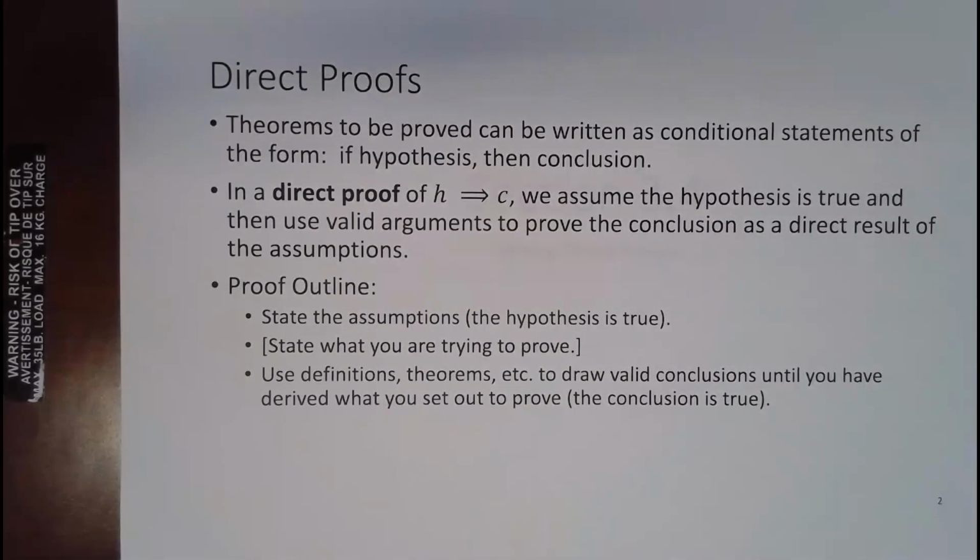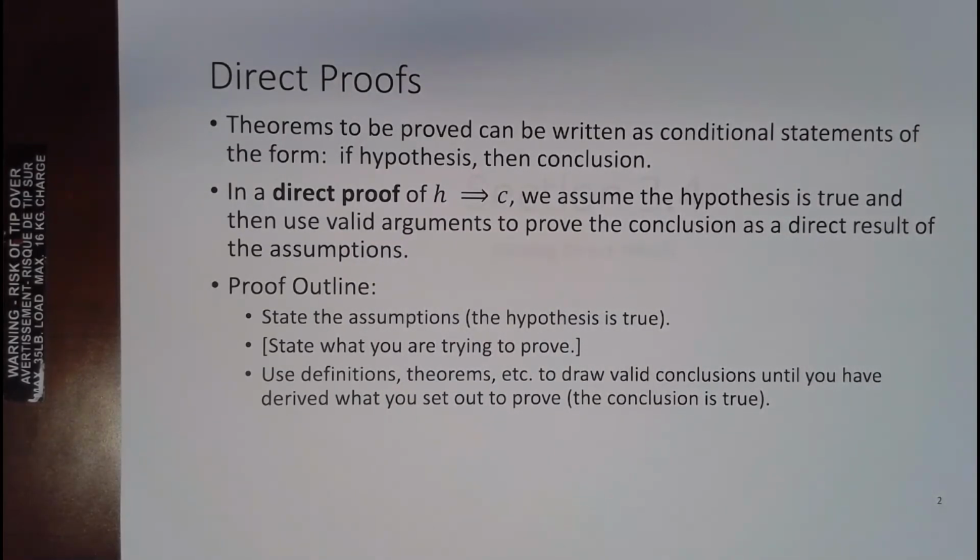Okay. So, theorems to be proved can be written as conditional statements. In fact, even if they're not, you should write them out as conditional statements so that you can easily see what the hypothesis and what the conclusion is. That'll help you say what your assumptions are and what you're trying to prove. Okay. So, in a direct proof, which is what I just did on the previous one, we always assume that the hypothesis is true, and then we use any kind of valid argument that we can to prove that the conclusion is a result of the assumptions.